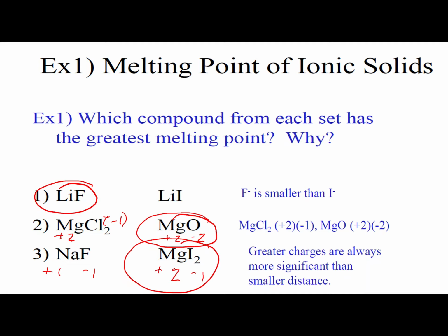The AP exam and your unit exams are going to have questions like this. And remember, you're going to have to explain why one ion is smaller than another, as you did on the last test. The fluoride ion is smaller than the iodide ion because the iodide ion has more protons and more electrons. Those electrons are further from the nucleus, so the force with which those electrons are attracted to the nucleus is less in iodide than in fluoride.